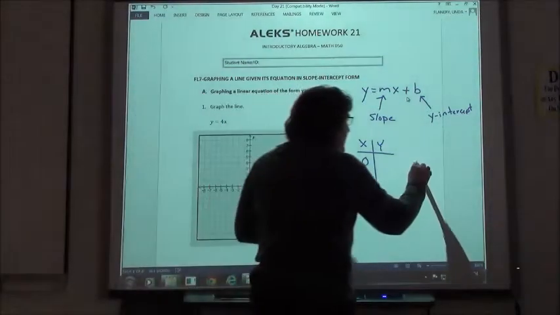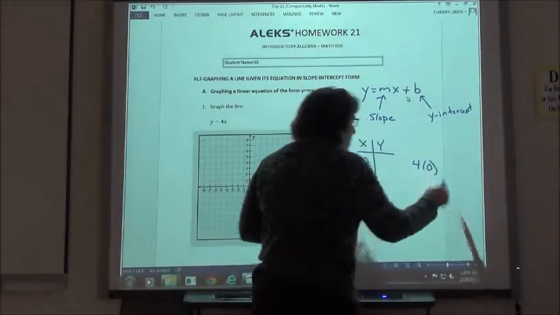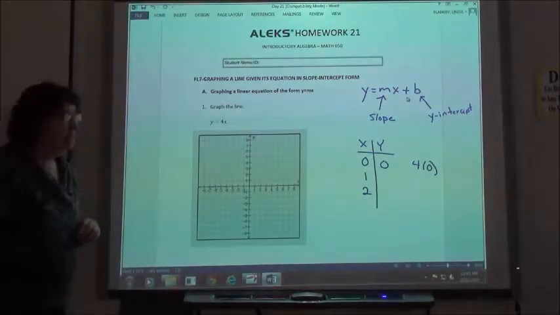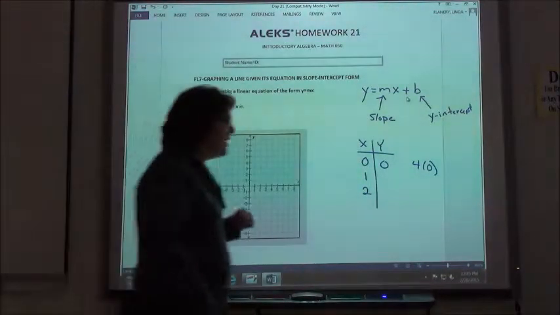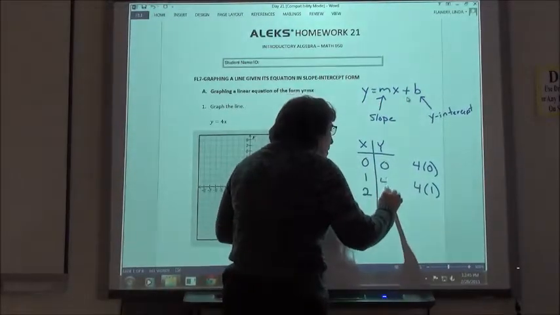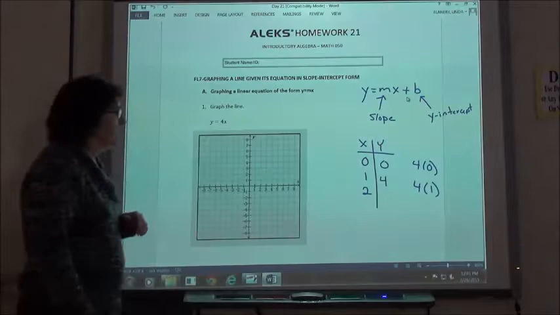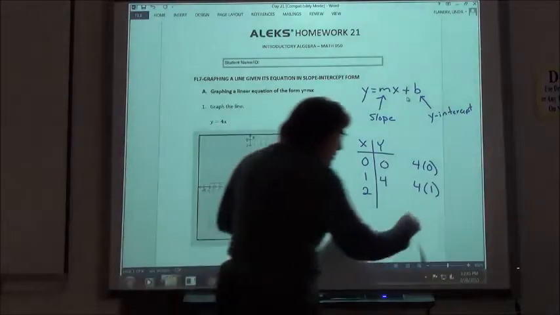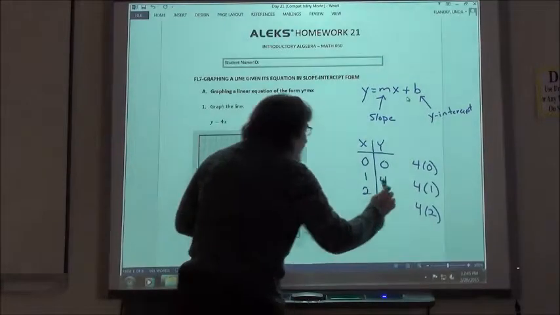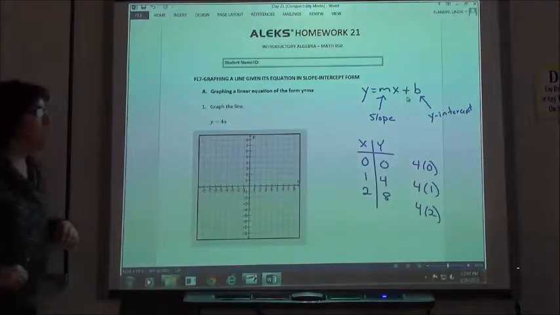So the first one says I'm going to take 4 times 0. 4 times 0 is 0, right? If I do my second point, I'm going to do 4 times 1. 4 times 1 is 4. For my third point, I pick 2. 4 times 2 is 8. So they're going to have you plot those 3 points.